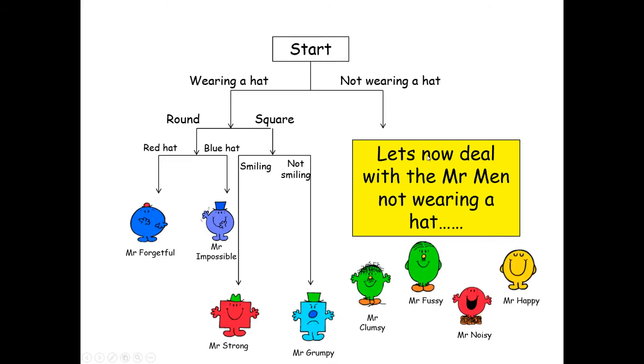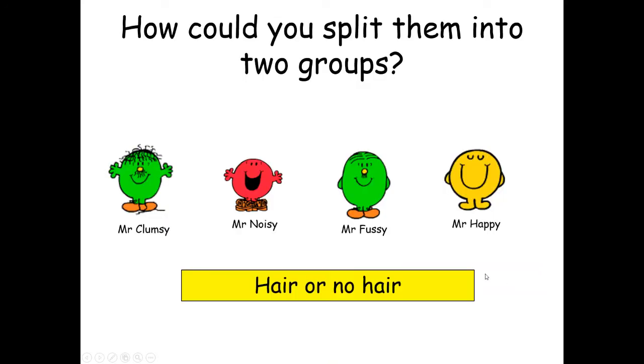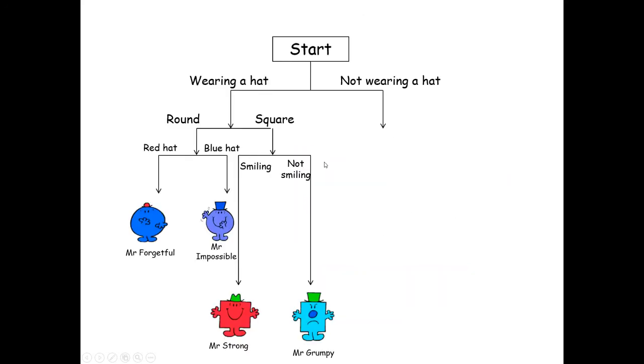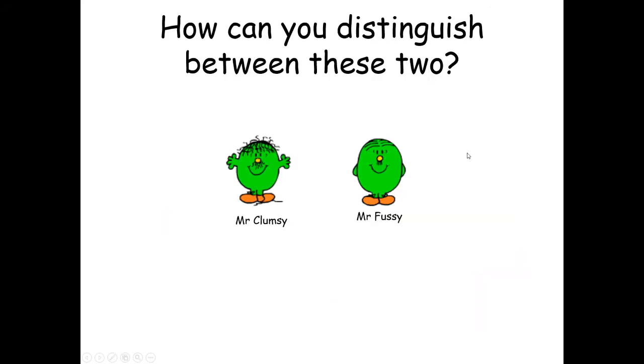Now let's deal with ones not wearing a hat. So colour would be an easy one to do. Mustache would be an easy one to do, etc., etc. Hair or no hair is also a good one. So we would say, do they have hair? Do they not have hair? Let's deal with the ones who have hair first.